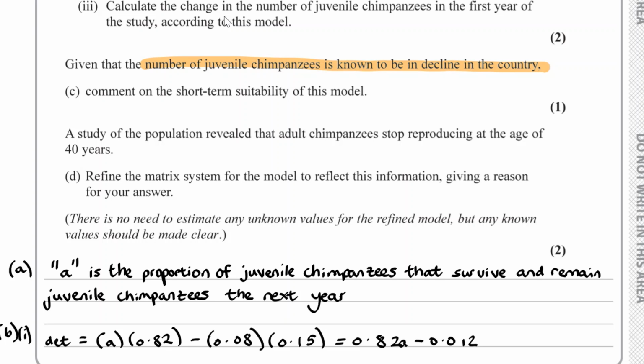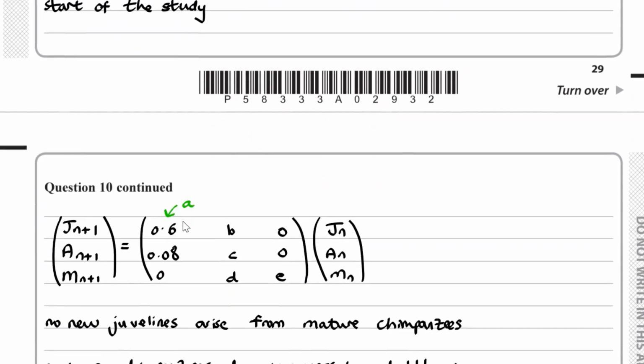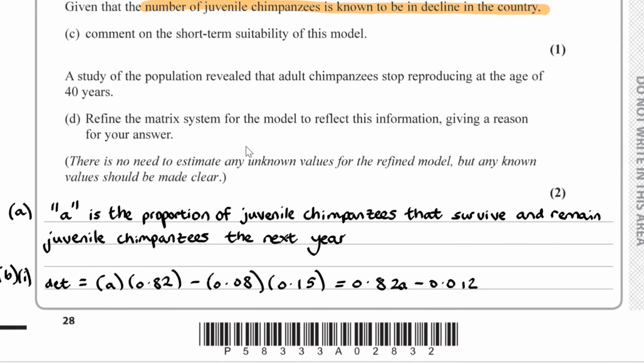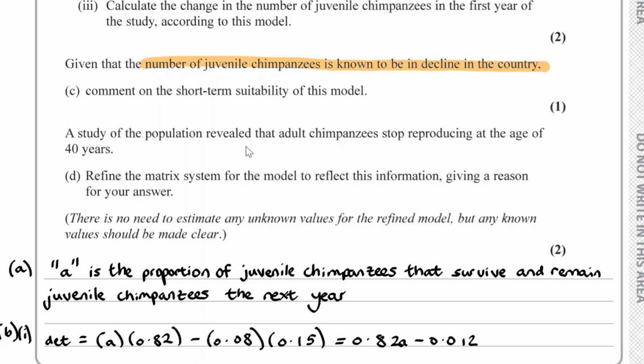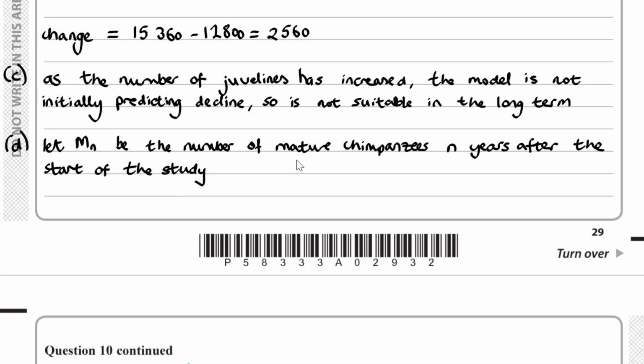So I'll write out the answer and then we can discuss it. So I've written out the answer and I think it's a good time to explain it. If we say M is the number of mature chimpanzees n years after the start of the study, when we talk about mature, we're talking about those who stop reproducing at the age of 40 years old. So this is what we talk about when we talk about mature chimpanzees.